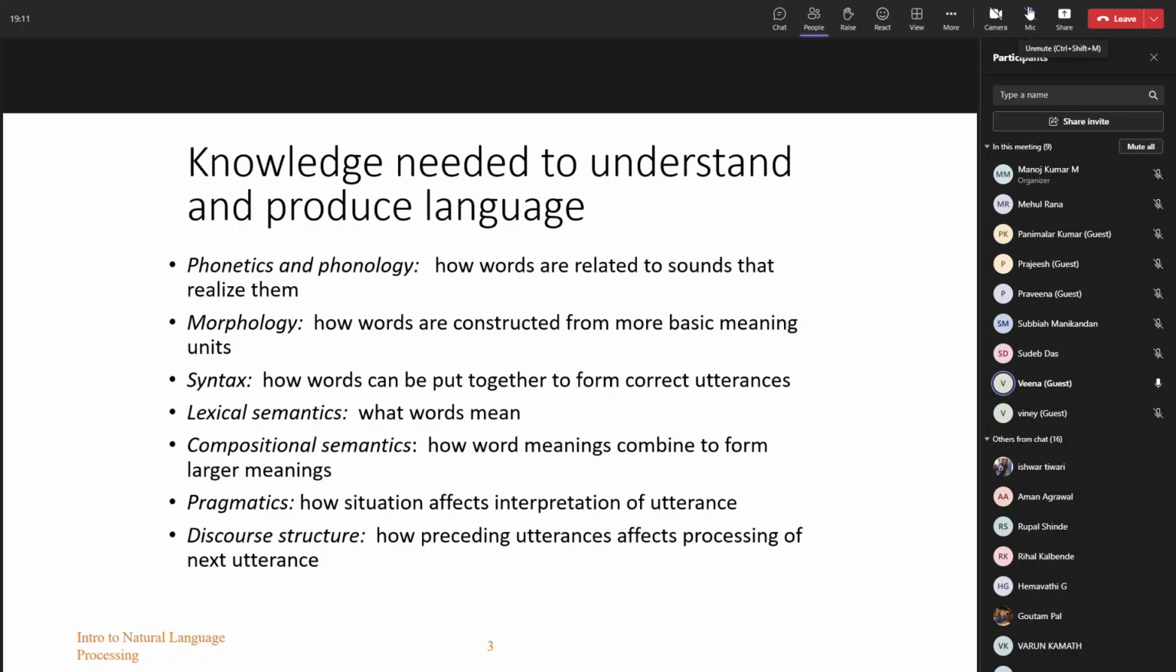Similarly, compositional semantics is how word meanings combine to form larger meanings. For example, we are telling a white book. Here white is a modifier word. We are putting white as a prefix to that book.